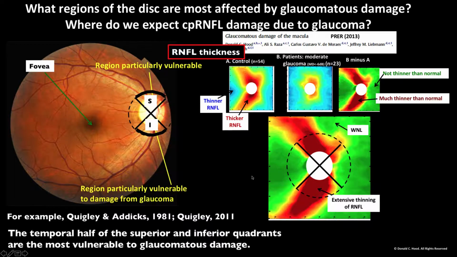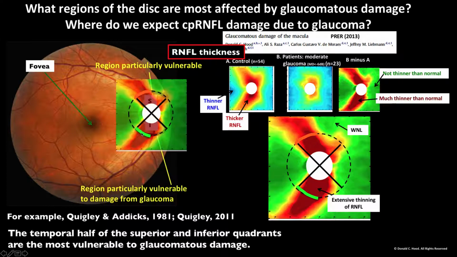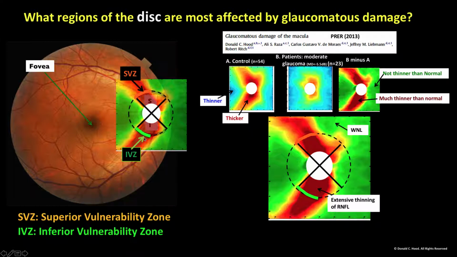Now notice that it's the temporal half of the superior and inferior quadrants that are most vulnerable. So it's this region here where most thinning has occurred, as opposed to there, and here as opposed to over here. So let's take this and move it over here. That's vulnerable, and there's the thinning map. We've called this, in a recent paper, the superior vulnerability zone and inferior vulnerability zone, just to give it a name. All right, so that's what's happening at the disc and to the retinal nerve fiber layer.